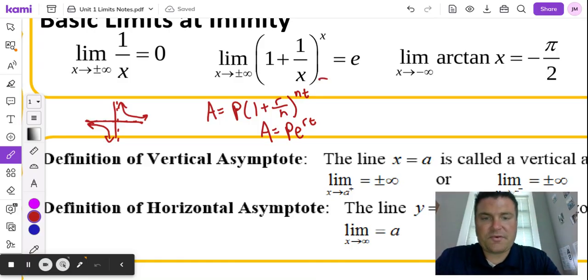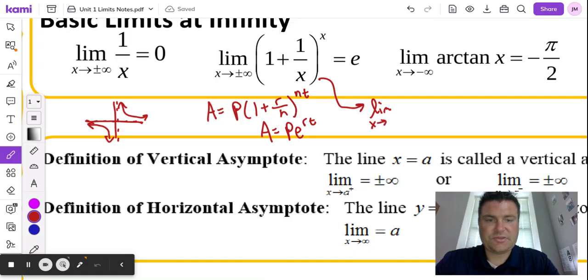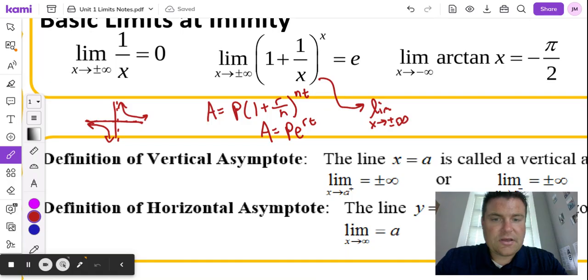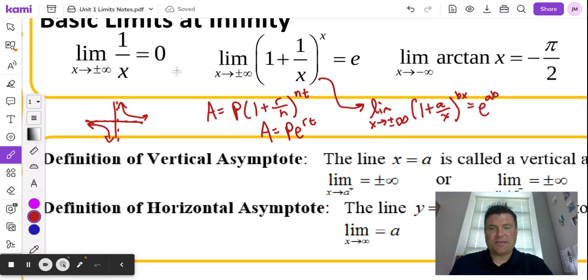So another way I'm going to write this out is the limit as x goes to infinity, and this works for the right and the left end behavior, so I'll just lump them together, of (1 plus a over x) to the bx is equal to e to the ab. Just like on this compounded continuously, the r and the t are represented as my a and my b. So if you can draw that conclusion, it's great. If not, just memorize it.